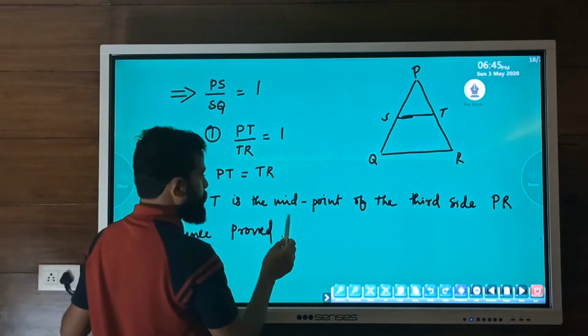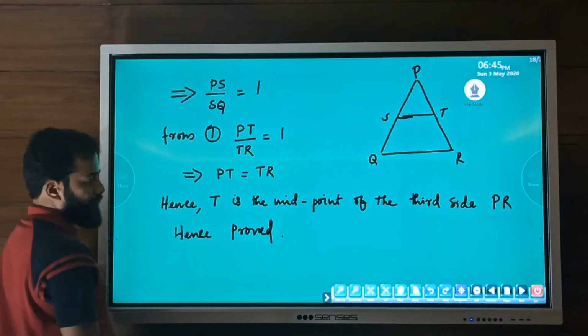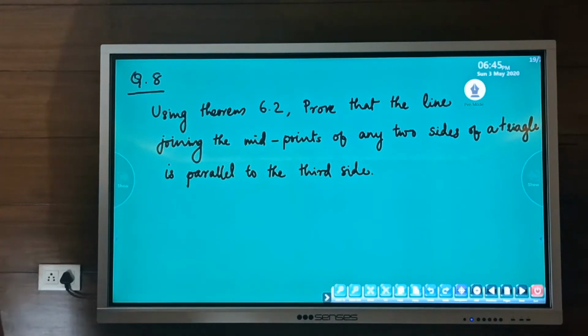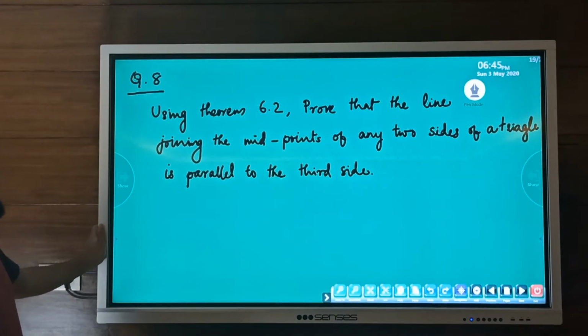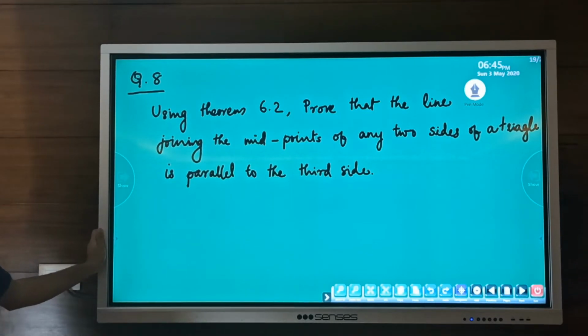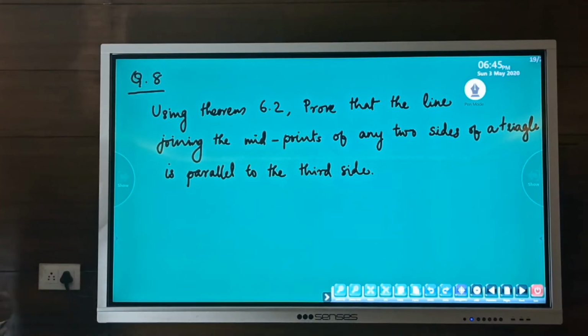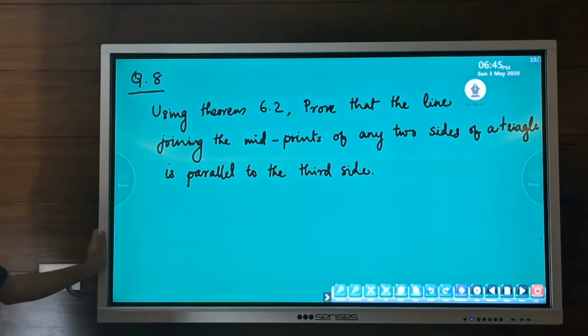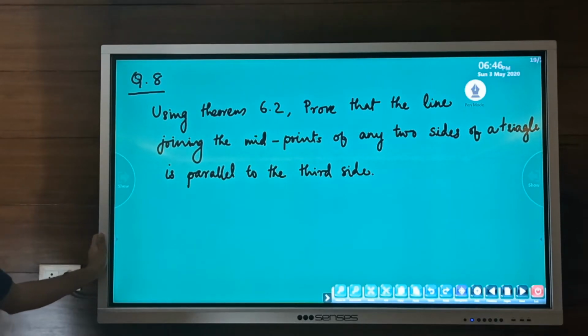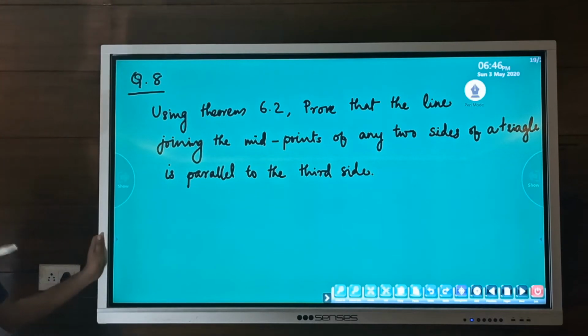Now the question number 8. Using theorem 6.2. 6.2 is the theorem that is the converse of the basic proportionality theorem. That is just reversing the terms. In the basic proportionality theorem, we are proving if a line is drawn parallel to one side of a triangle intersecting the other two sides, then the other two sides are divided in the same ratio. That means if you are constructing a line, if the line is parallel to one side, it divides the other two sides in the same ratio.